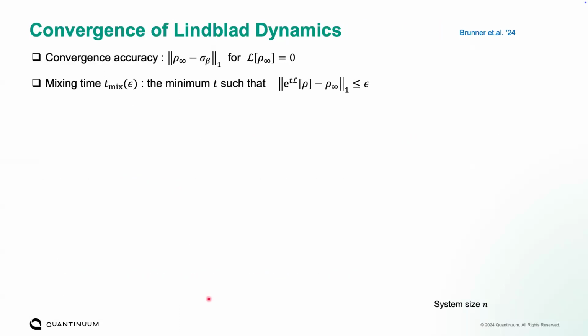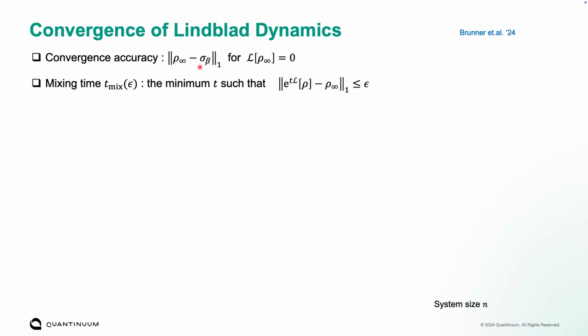Okay, so first forget about the quantum algorithm. We designed some Lindbladian, so we want to see how fast this converges to the fixed point as well as what the convergence accuracy is. In order to measure the convergence accuracy, we looked at the trace distance between the fixed point or steady state of this Lindbladian and sigma beta, which is the Gibbs state.